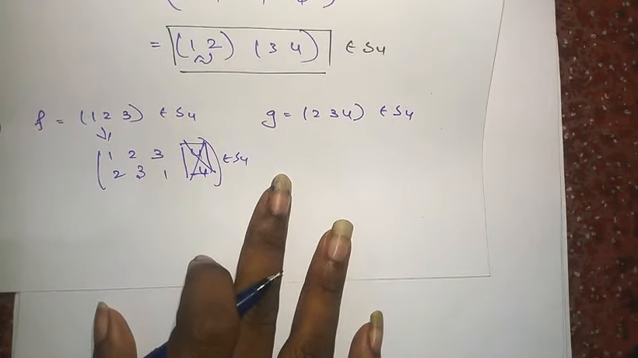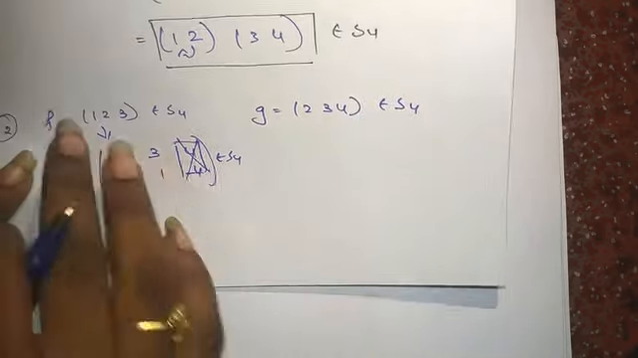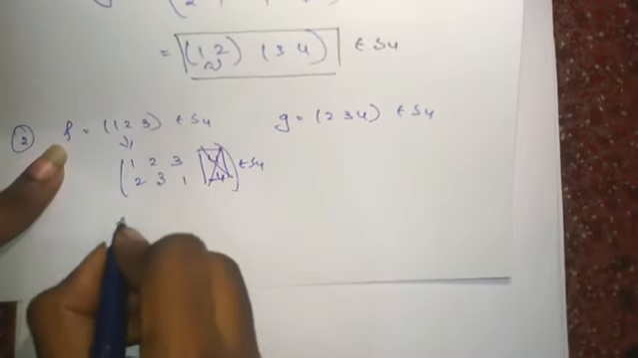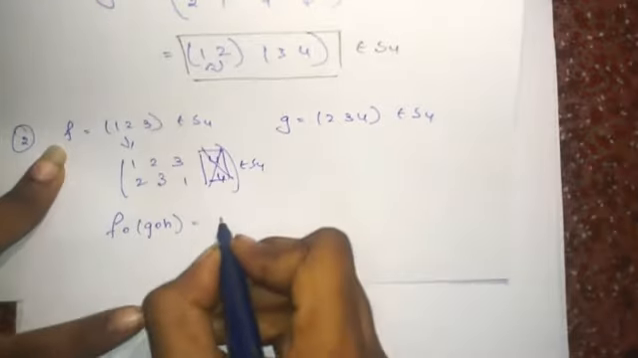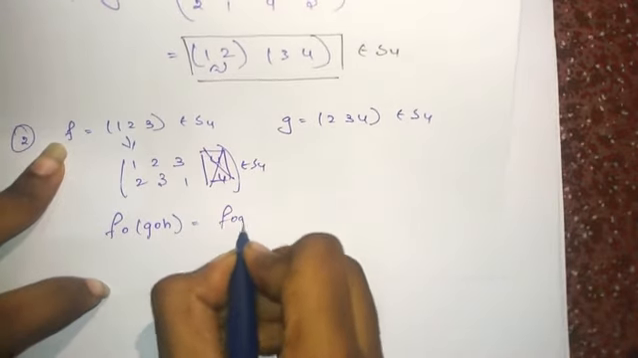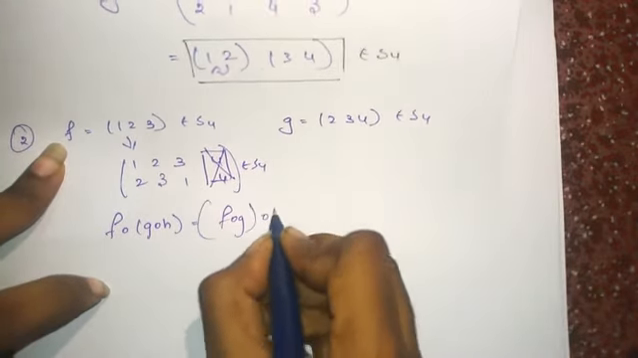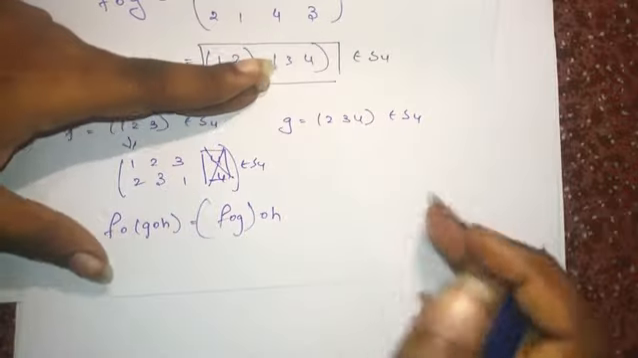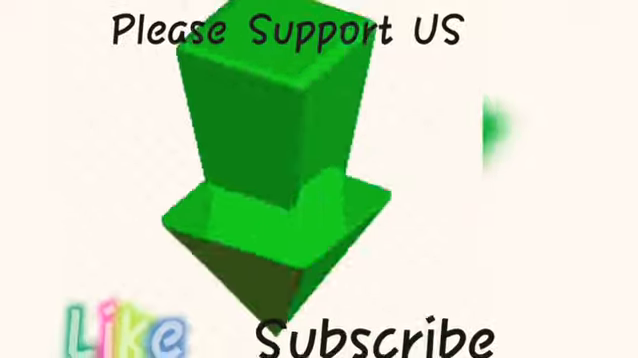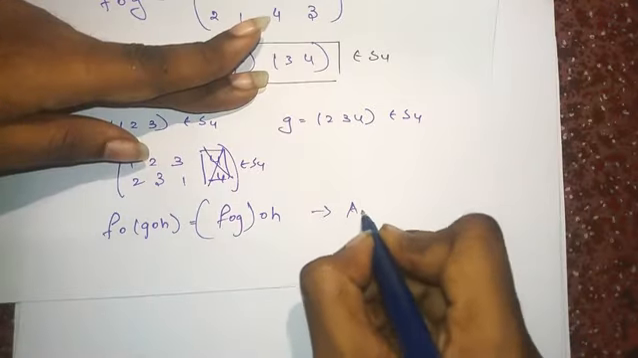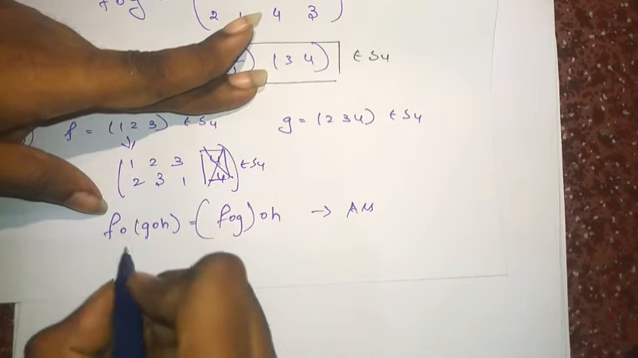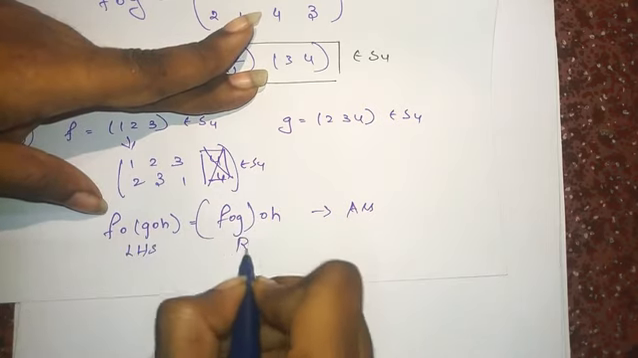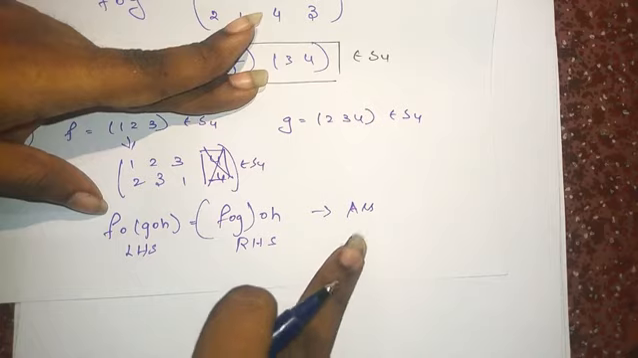And the associative property states that if F composition G composition H is equal to F composition G composition H, which means it is associative. If left hand side and right hand side are not equal, we will say that it is not associative.